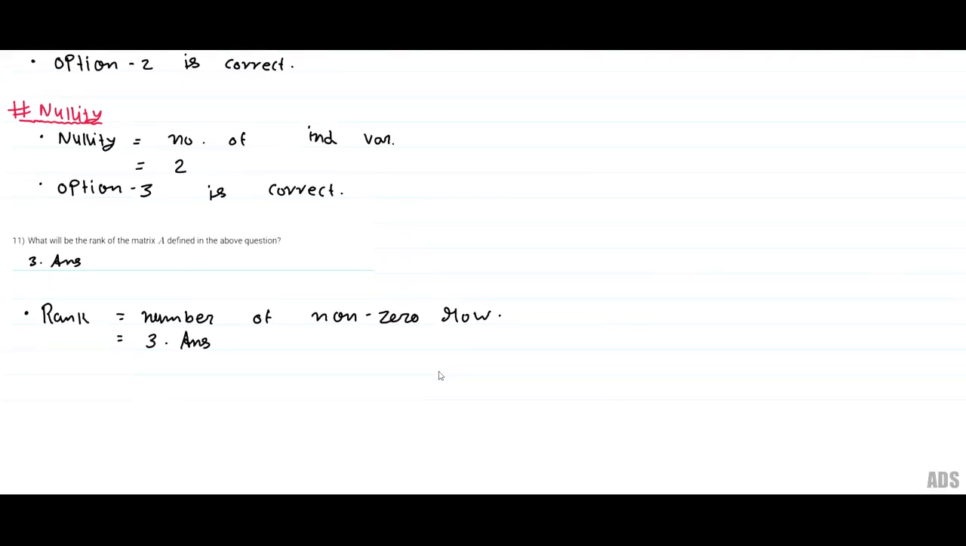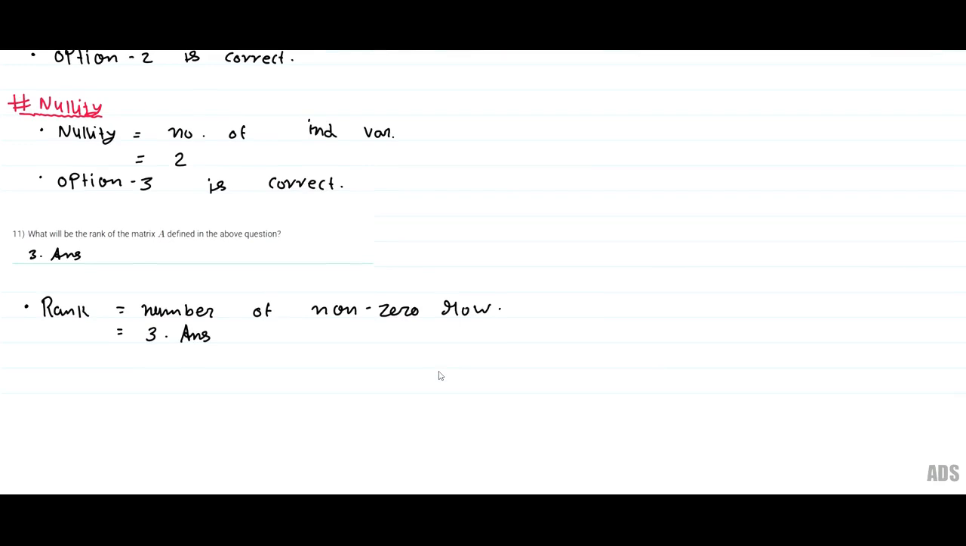Now let us see the question number 11. Question number 11 basically says, what is the rank of the matrix that we defined in the previous question. Since the nullity of this matrix is 2, that we just now found, and its number of columns is 5, as it is a square matrix of order 5. We know that number of columns is equal to rank plus nullity. So rank here will be equal to number of columns minus nullity, which is 5 minus 2, which is equal to 3. Hence, the rank of matrix A is 3.